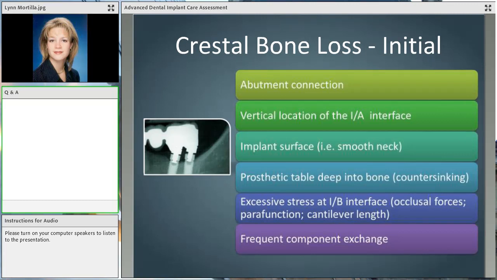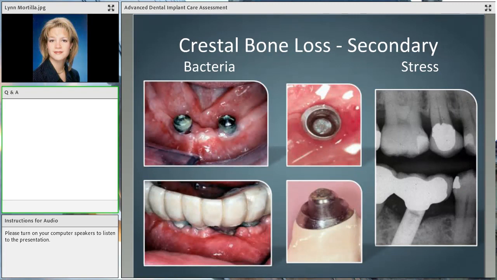The other thing that will cause some crestal bone loss is frequent component change. Just because something is screw retained doesn't mean we should take it off at every visit. Okay, it's screw retained for the way that the prosthetic was designed, but it is not supposed to be retrievable for maintenance purposes.